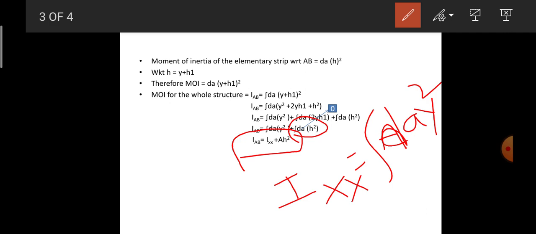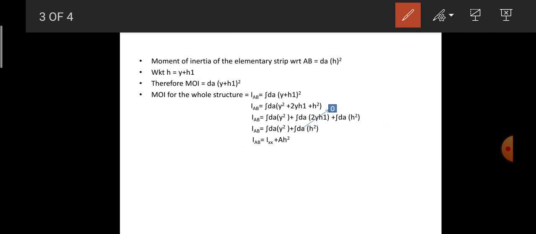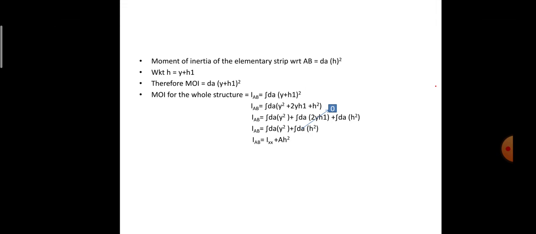Suppose I need the value of Iyy, then Iyy will be equal to integration of dA into x square. So this is all about the statement and proof of the parallel axis theorem.